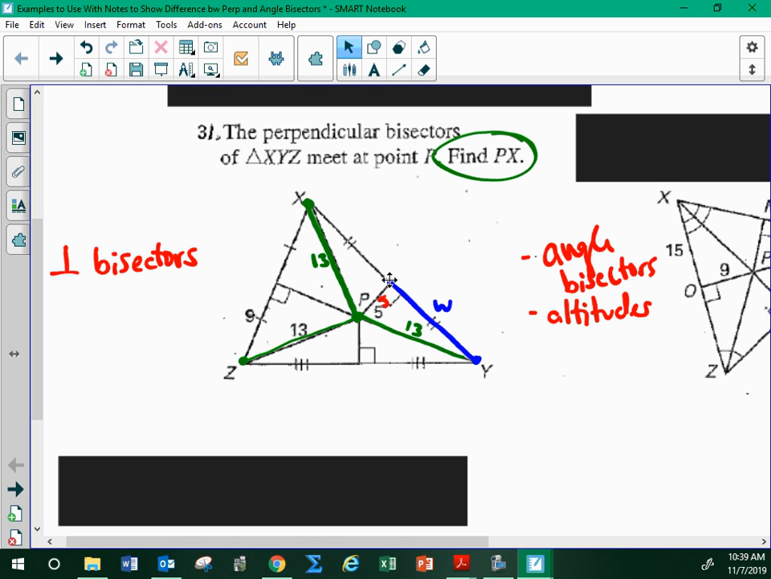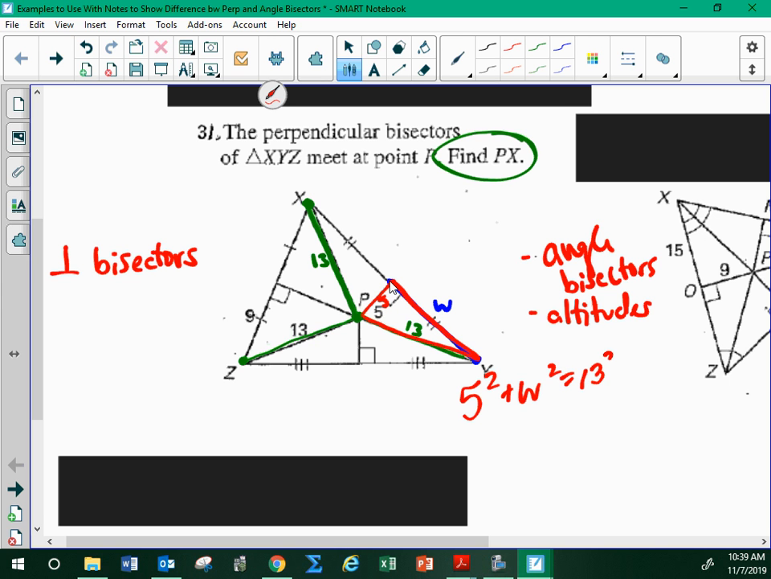Two magical words for this guy. How do we find W? What's that, Noah? Yes, Pythagorean theorem. Pythagorean theorem applies to what kind of triangles? Right triangles. Which, looky here, we've got a right triangle. So we just use Pythagorean theorem, 5 squared plus w squared equals 13 squared, and then go from there.